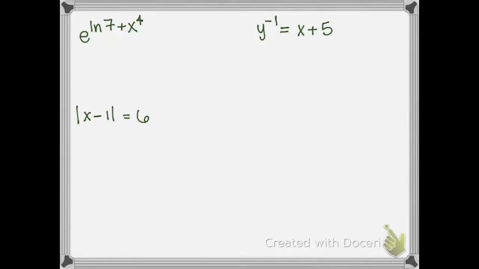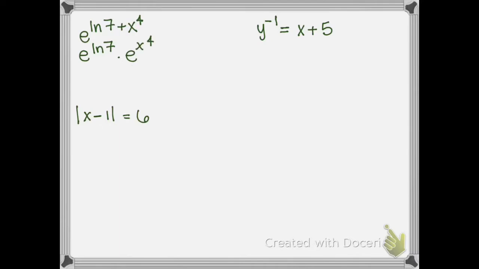Hi, Math Stars. Before we dive into today's lesson, I just need to review with you some algebra skills that you need to do the calculus for today. So the first one, you see this problem, e to the ln 7 plus x to the fourth. First thing we're going to do there is we're going to separate this into two different exponential expressions, both with the base of e. So we have e to the ln 7 and then e to the x to the fourth.